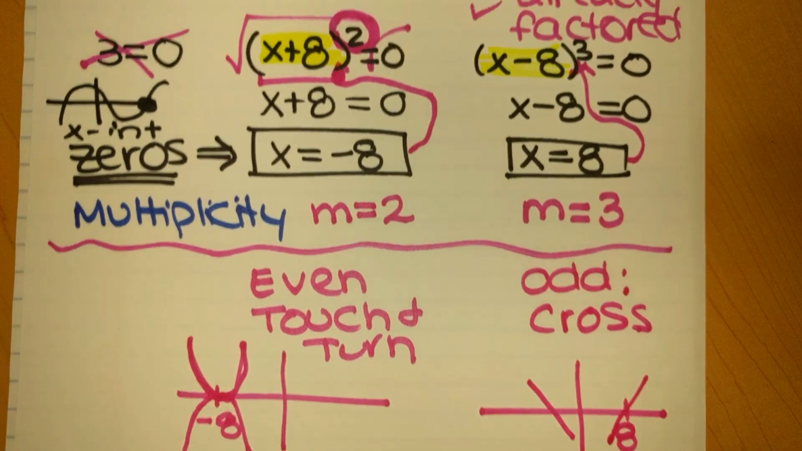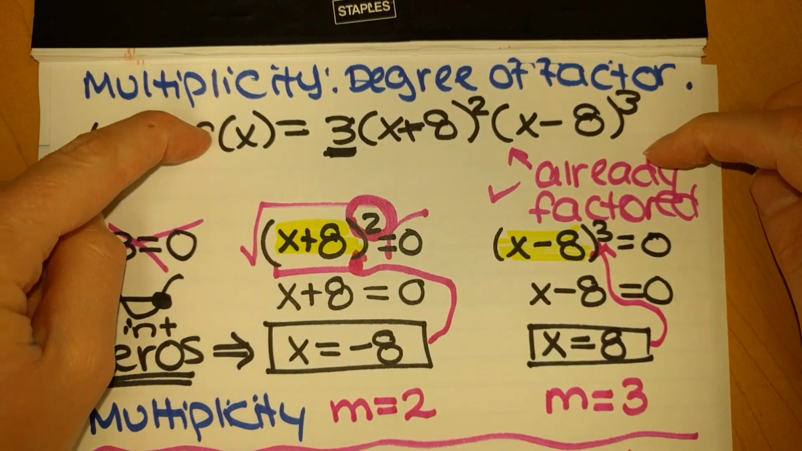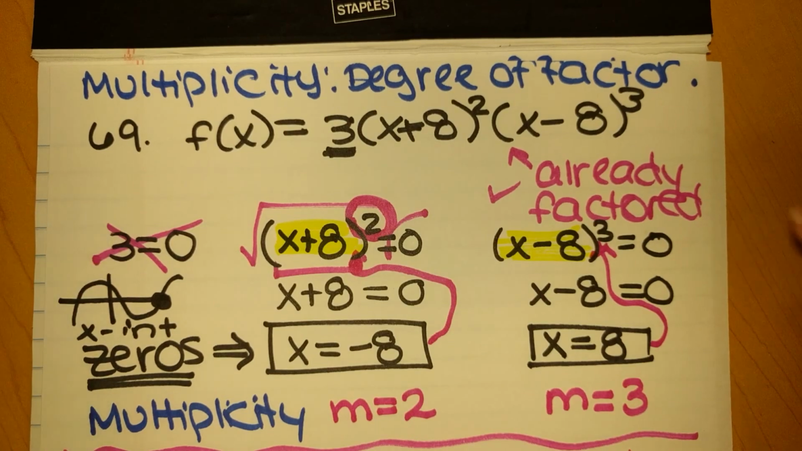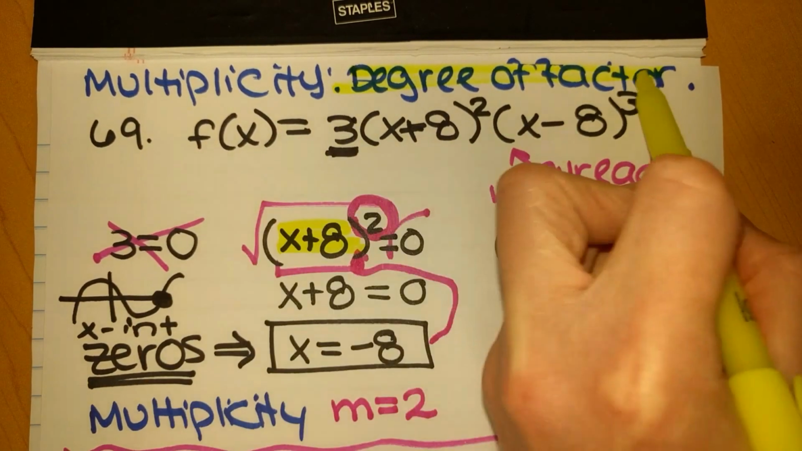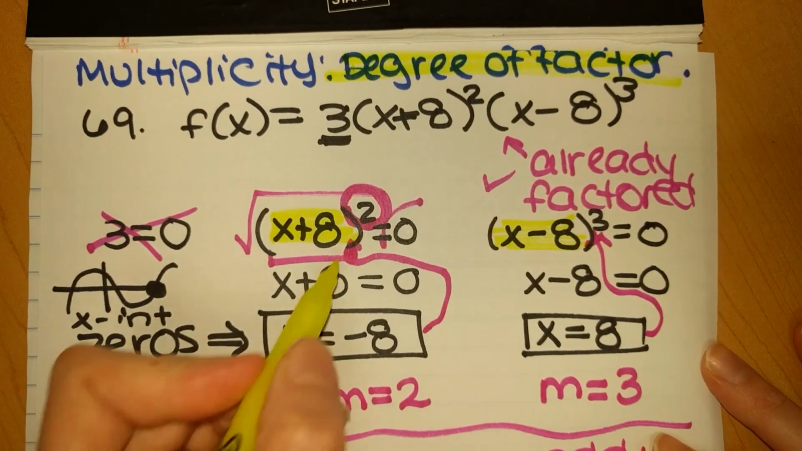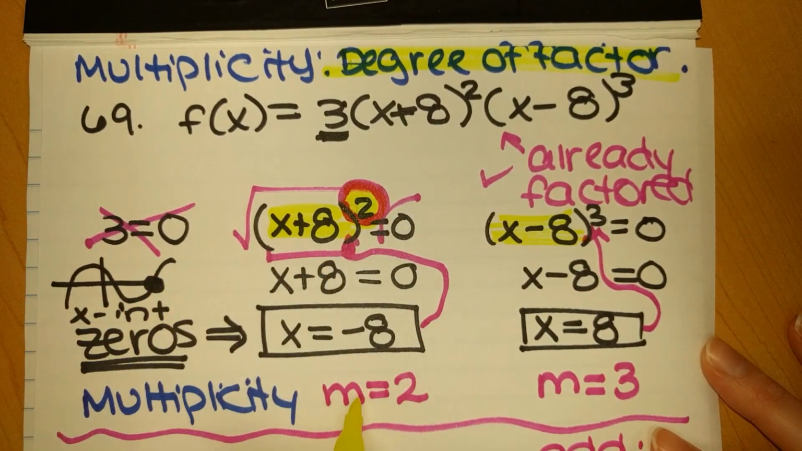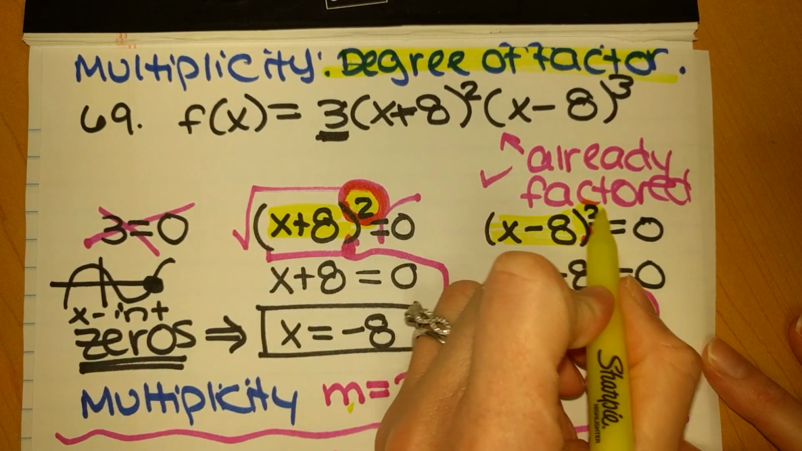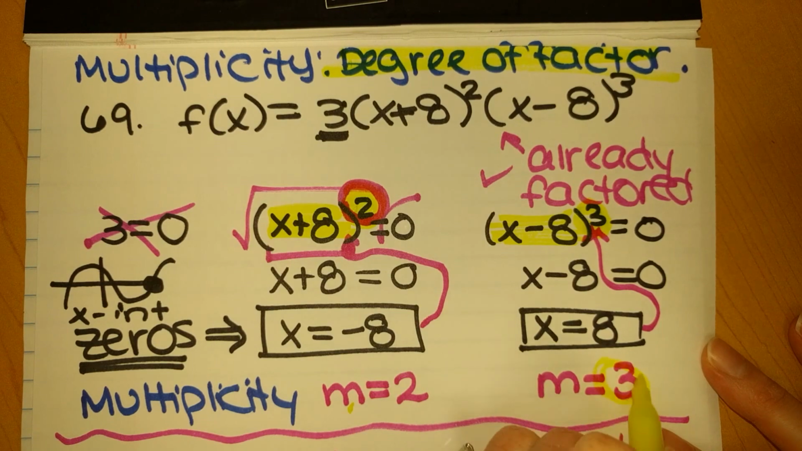So for this question, the key thing is to remember that we factor, set each of the factors equal to 0, and then our multiplicity is the degree of that factor. So here the degree was 2, so m is equal to 2. Here the degree of that factor was 3, so m is equal to 3.